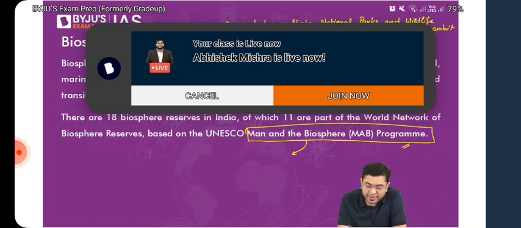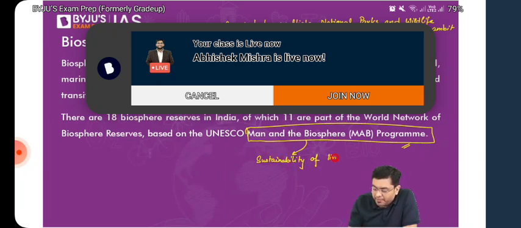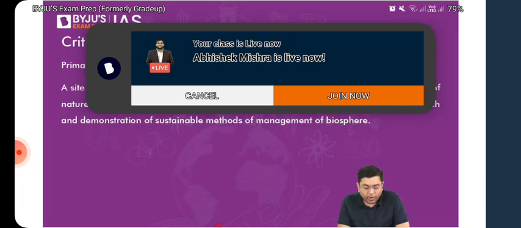So that is the Kutch Biosphere Reserve. And the smallest one is the Dibru Saikhowa one. So Man and Biosphere Program talks about the sustainability of living, or rather coexistence between man and nature.